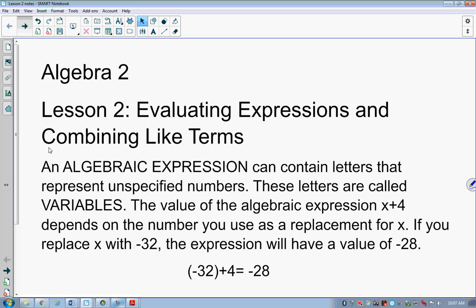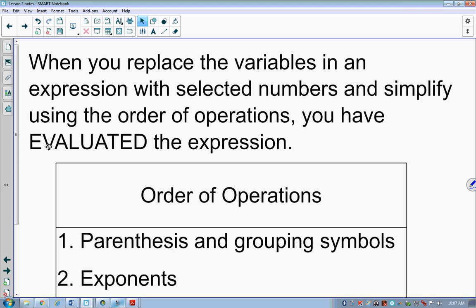Okay, we know what variables are. Let's see if we can move on to the next slide. Computer's going to think about it.